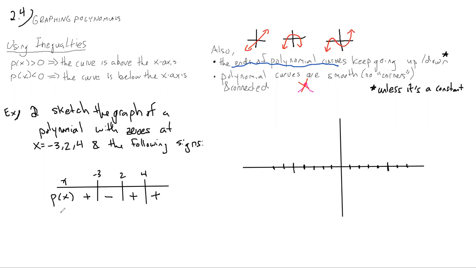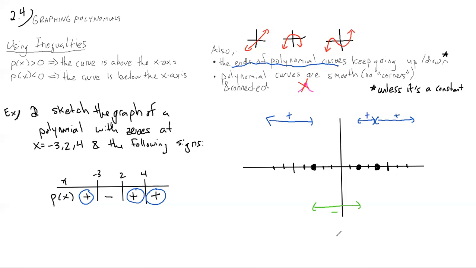I'll start by plotting those zeros at -3, 2, and 4. And I'm just going to tell myself where it's positive and where it's negative. So positive on the negative infinity to -3, and then 2 to 4, and then 4 onwards. So it should be positive there, which means above the x-axis, and then negative for this -3 to 2 region.